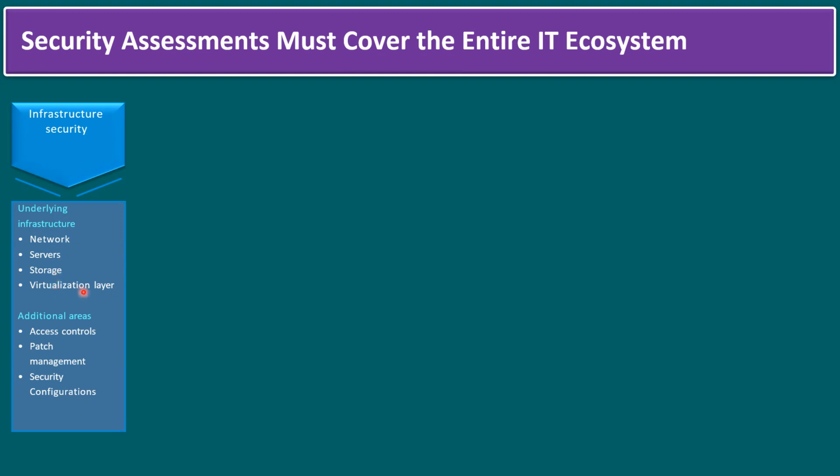And virtualization layer means nowadays we have virtualization: server virtualization means vSphere, network virtualization means NSX, and storage virtualization means vSAN or virtual volumes. These layers should also be covered under the infrastructure layer. And additional areas include access control, that means ACL, access control list. This access control management covers all the environments. We have accessibility for network, server, storage, and also virtual machines. And patch management also covers all the areas.